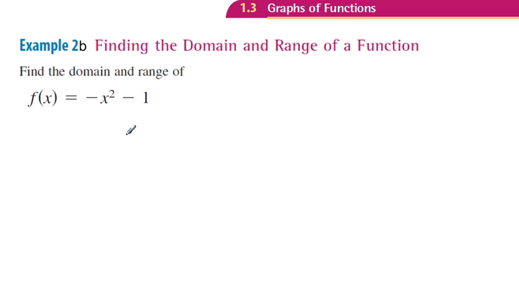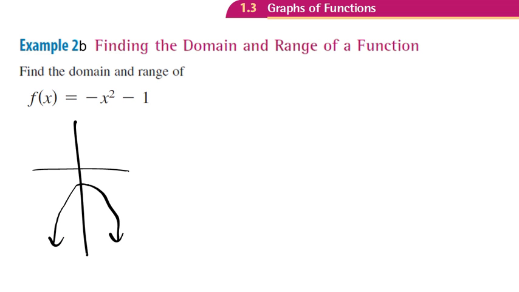Let's look at this guy right now. Find the domain and range. Just by looking at this, you should automatically be able to draw a little sketch of the graph. It would have a y-intercept of -1, and it would go down, something like this. I know that's a horrible looking parabola, but it's going to go down like that.